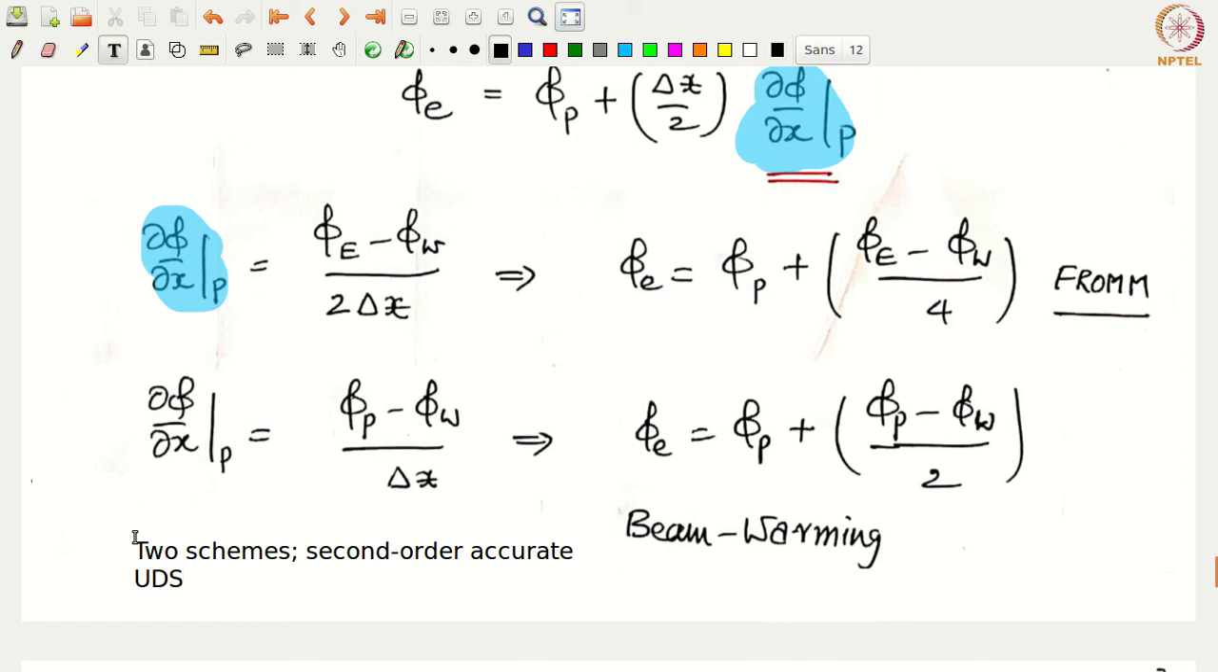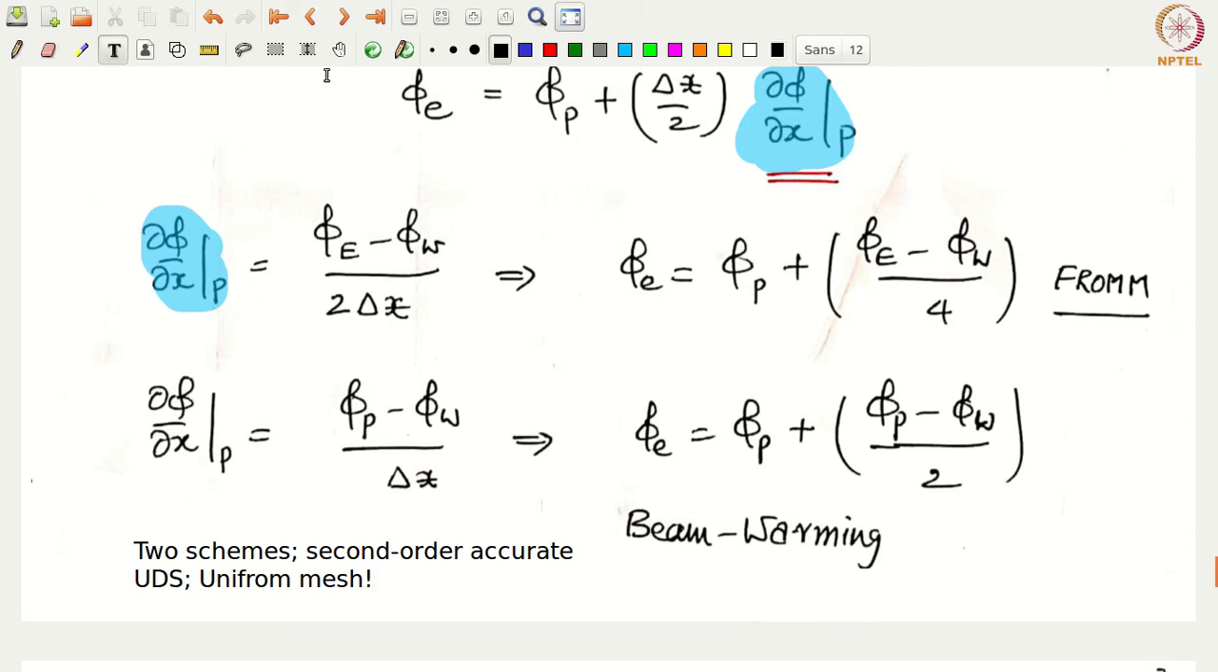Now remember that all these things are derived for Fe greater than or equal to 0, so you need to modify them accordingly for other phases and for other values of Fe, if Fe is less than 0 and so on. Another thing is these are all derived assuming a uniform mesh, so you need to fix things if the mesh is not uniform.